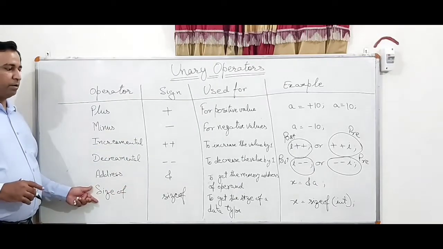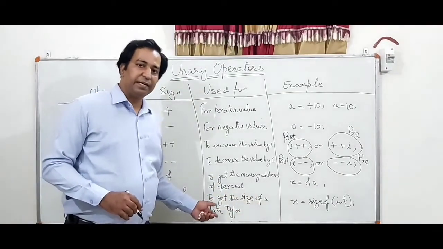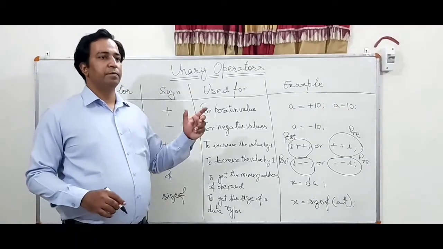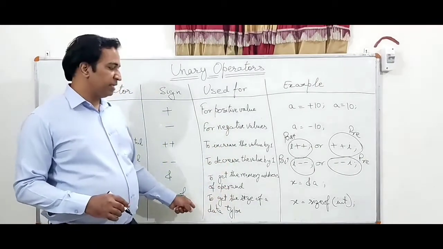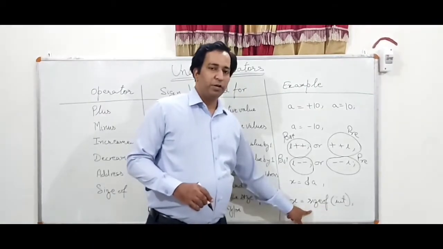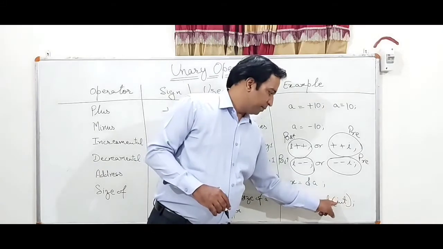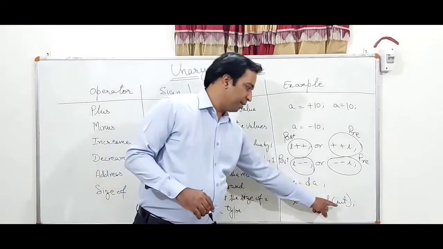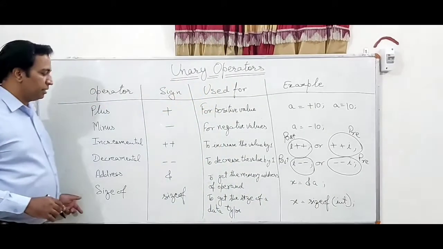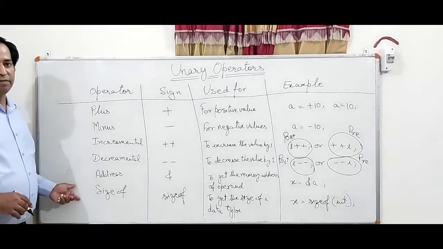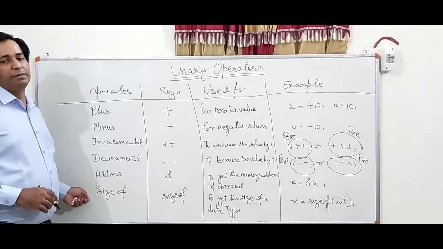Next is the sizeof operator. To get the size of a data type, that is, how much memory space will be assigned to a particular data type, you can find out with this operator. So sizeof, and then whatever data type you want to check can be given, and that can be assigned to an integer. Right? These are all the unary operators which are available in C. Let us see how we can use them in our programs.